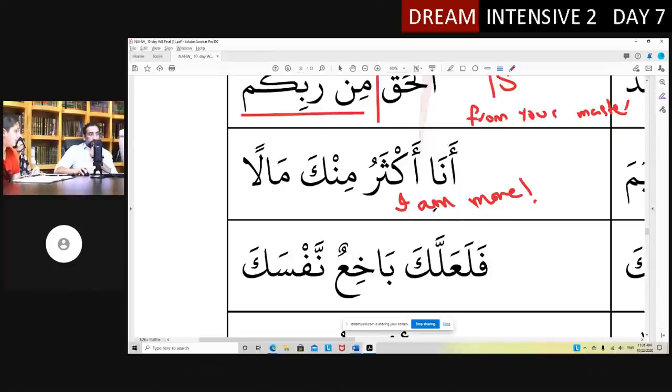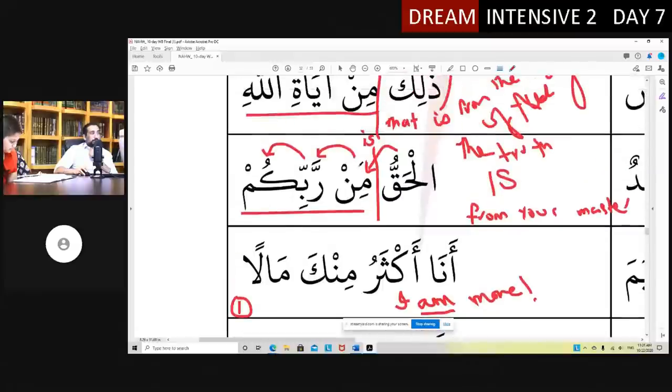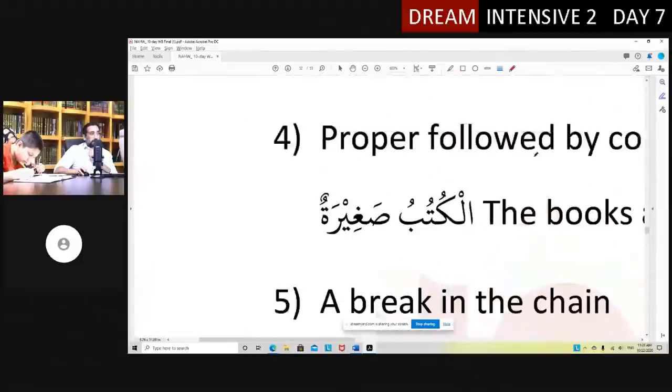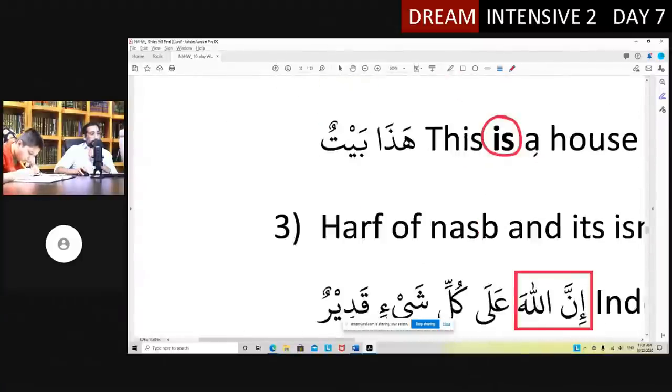Okay. Did you see where the "am" came from? This is hint number one. This one was hint number five. And this one, ذَلِكَ مِنْ آيَاتِ اللَّهِ, was hint number two.